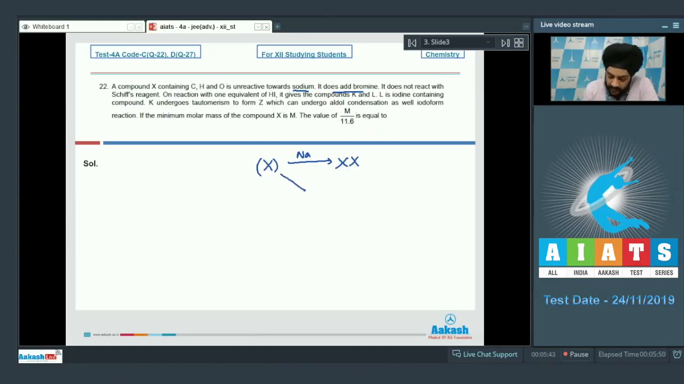It does add bromine. Okay. So this gives the bromine water test positive. If we talk about the third one, it does not react with the Schiff's reagent. It means that it is not a carbonyl compound. Okay. It did not react with Na. It means it does not contain acidic hydrogen.